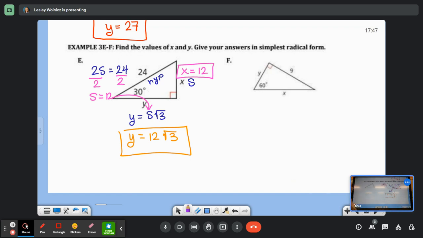So here I can tell that I have a 30, 60, 90 because I have a 90 and I have a 60. And remember that we add up to 180. So 180 minus 60 minus 90 only leaves 30 degrees left. So this angle has to be 30. Across from my 30-degree angle is my short side. Across from my 90-degree angle is my hypotenuse.